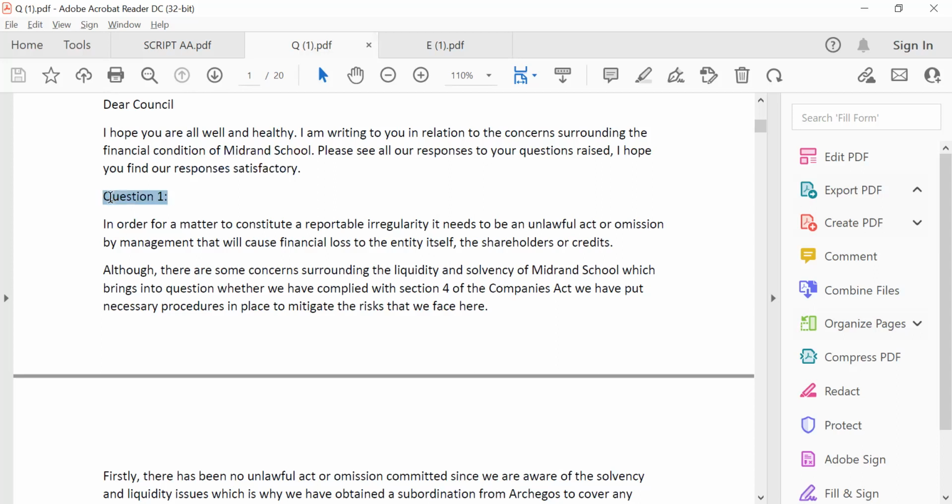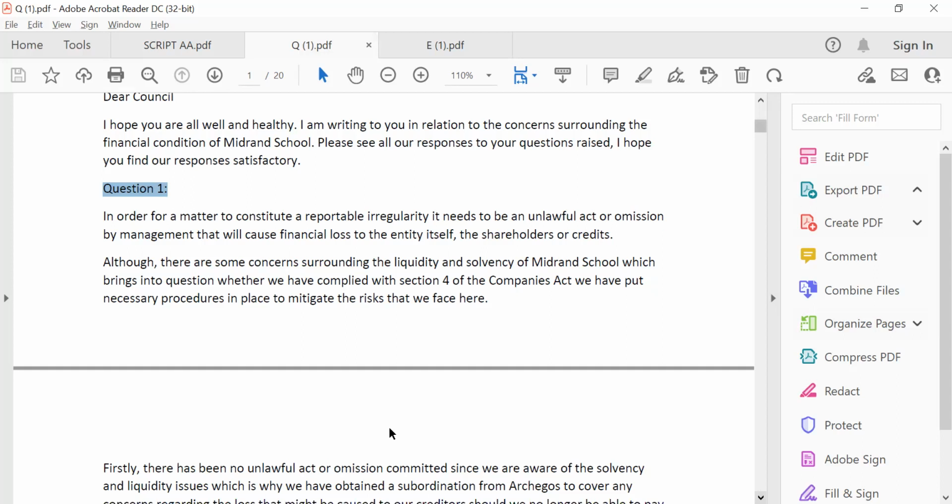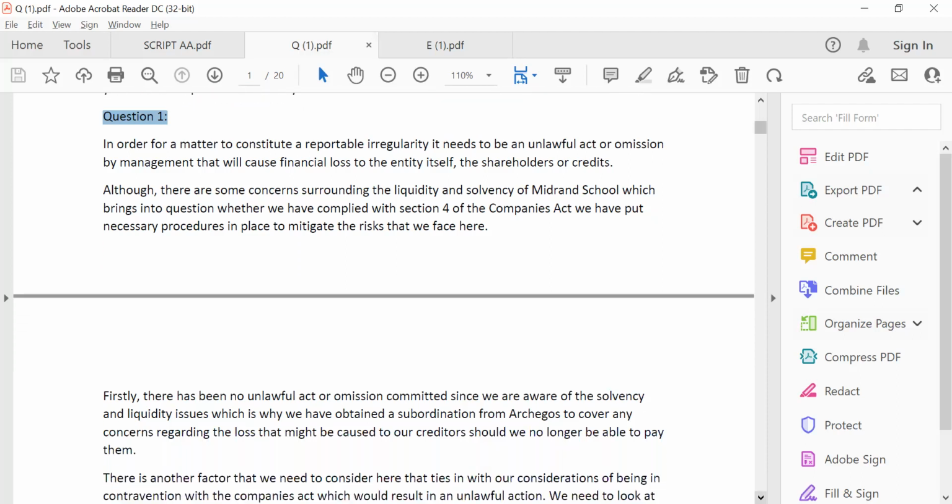So question 1, we're looking for really good discussions in relation to an unlawful act and that resulting in a possible RI. So it says, in order for a matter to constitute an RI, there needs to be an unlawful act which causes financial loss to the entity and its creditors, okay? Although there are some concerns surrounding the liquidity and solvency of the Midrand School, which brings into question Companies Act Section 4, we have put in necessary procedures to mitigate the risks.